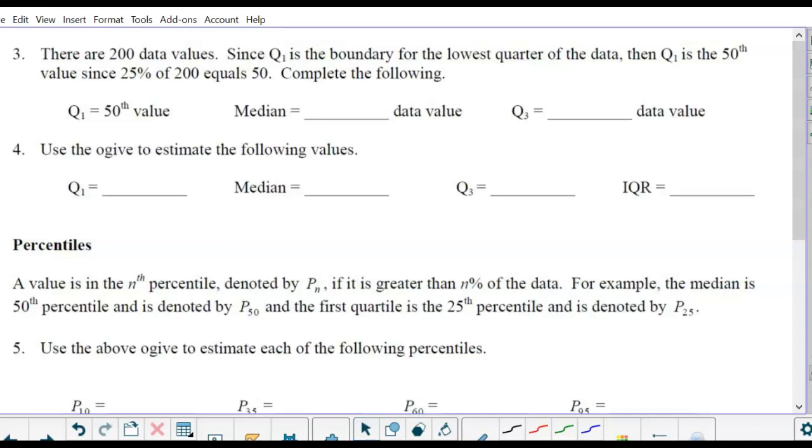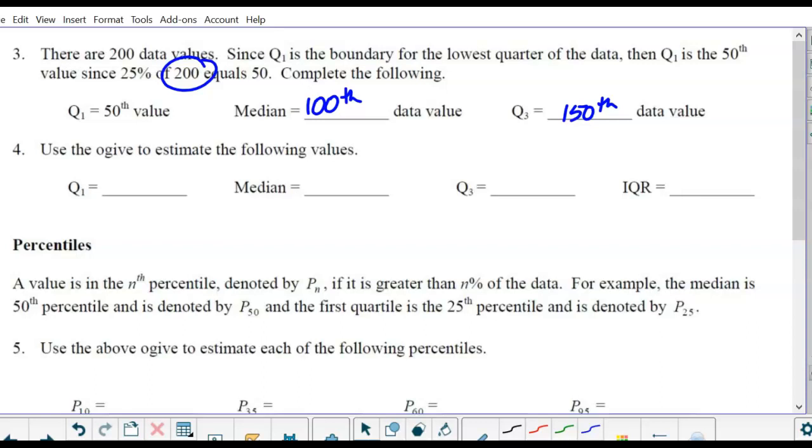Median, in this case, is for 50%, but there's 200 values. So 50% of 200 is the 100th data value. Okay. Q3 is 75% of the data values, which would be 150th. Now remember, it's not going to be exactly what it really is. We don't know all the exact values. This is a frequency chart where there are intervals. So don't get all caught up in the exact value of it. We don't know, right? If you had all of the values and a frequency, then yeah, you can figure it out exactly, but we don't. So use the ogive to estimate the following values.